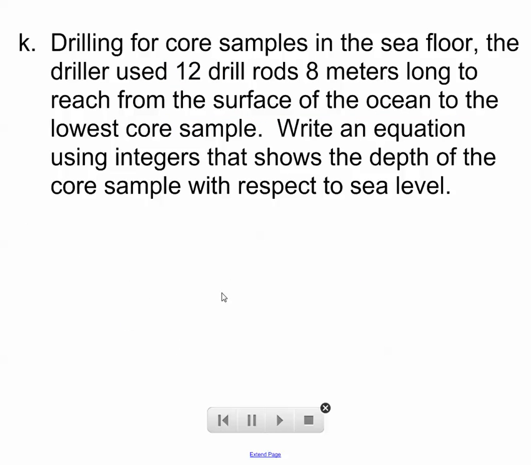Drilling for core samples in the seafloor, the driller used 12 drill rods, each 8 meters long, to reach from the surface of the ocean to the lowest core sample. Write an equation using integers that shows the depth of the core sample with respect to sea level. So I guess the way we're looking at this is, if we write integers, we're going 12 drill rods and each going 8 meters deep equals negative 96.